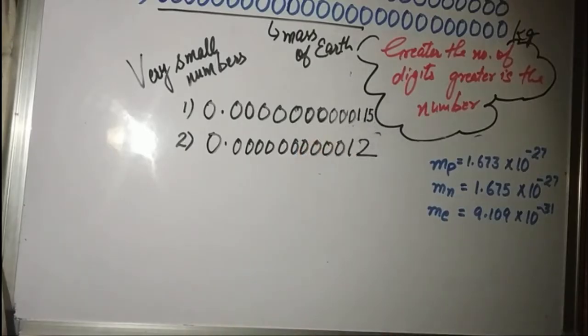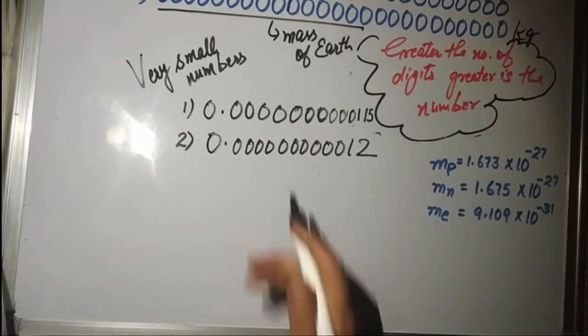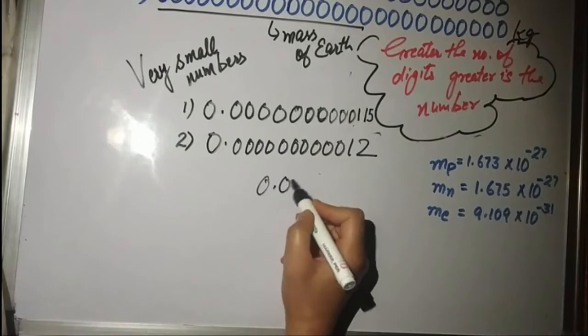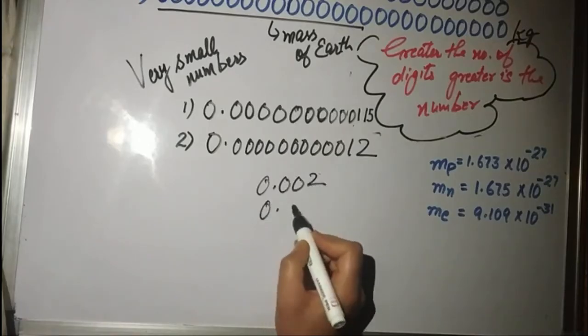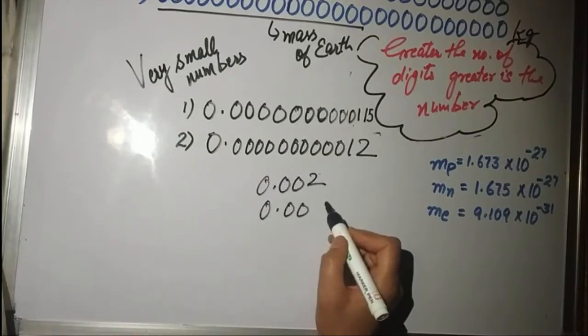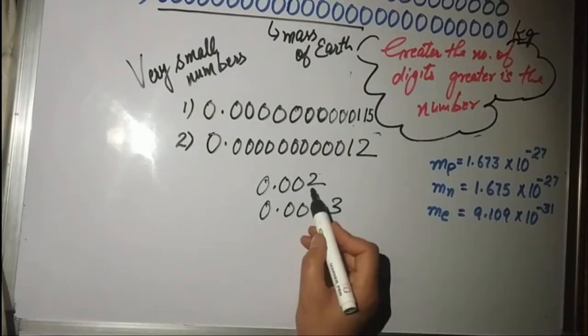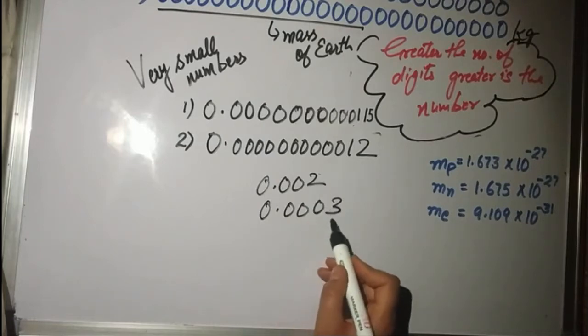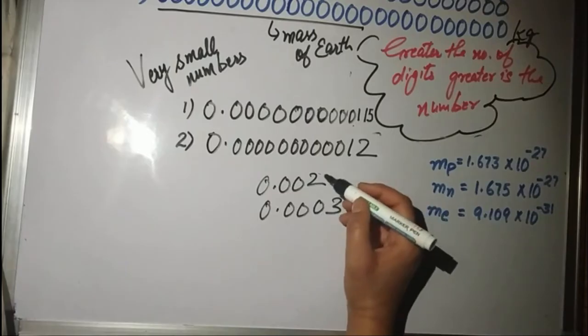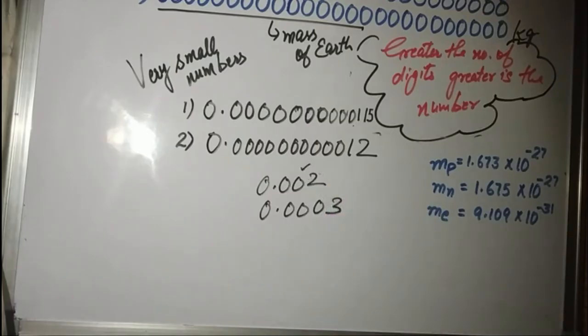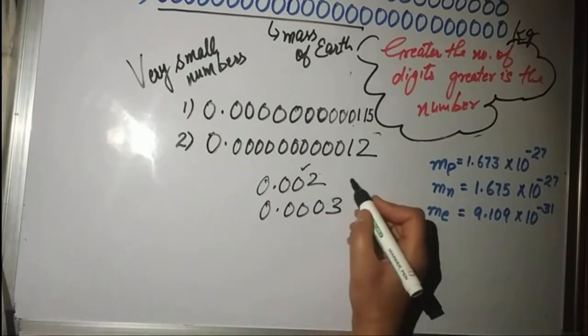Now, suppose we have two numbers. How will we deal with them? Which one is smaller? Okay, you know 0.002 and 0.0003, you can actually compare them, which one is bigger, no? So this is 2,000th and this is 3/10,000th, no? Obviously, which one is greater? This one. You know how to compare decimals, no?